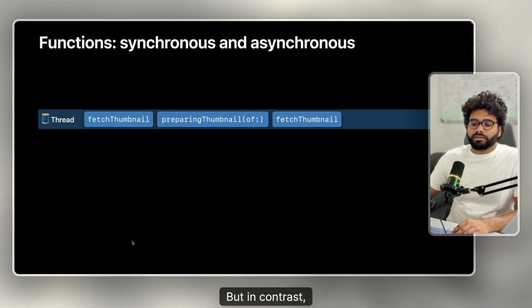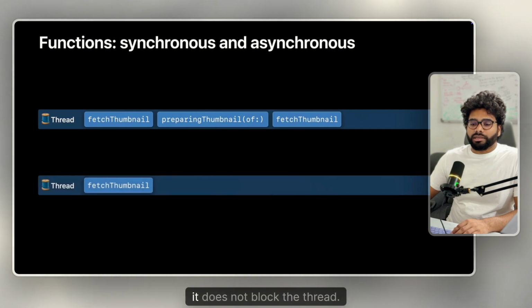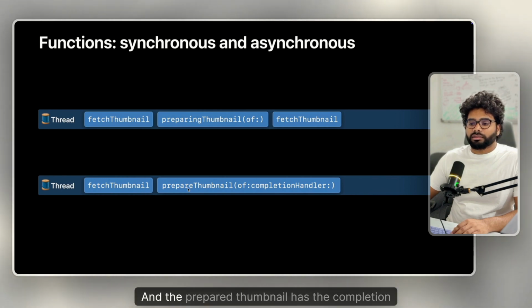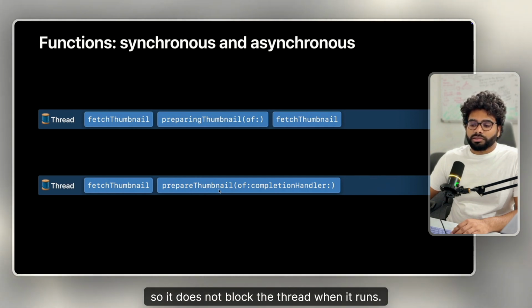But in contrast, when it comes to the asynchronous method, it does not block the thread. So we have the fetch thumbnail, it starts executing, and prepare thumbnail has the completion handler, which indicates that it is the asynchronous form of the method prepare thumbnail. So it does not block the thread. When it runs, your thread is free to do other work as well.